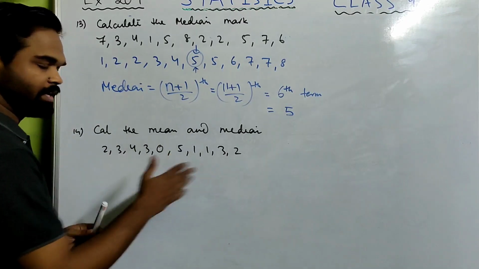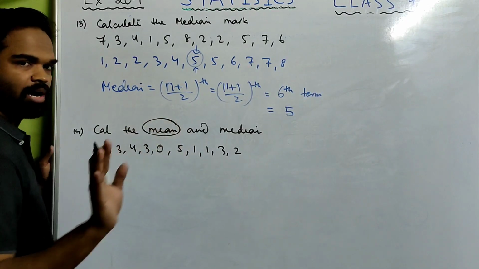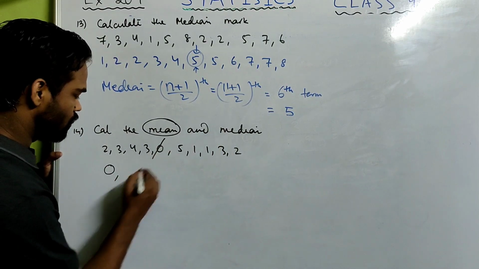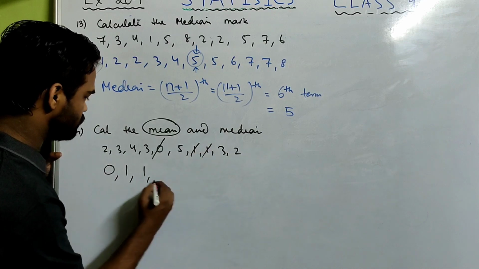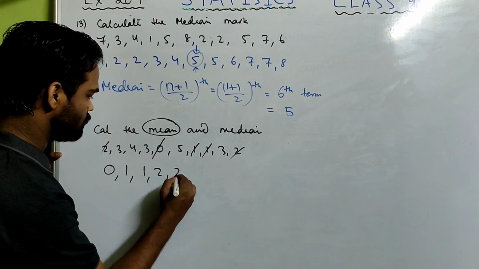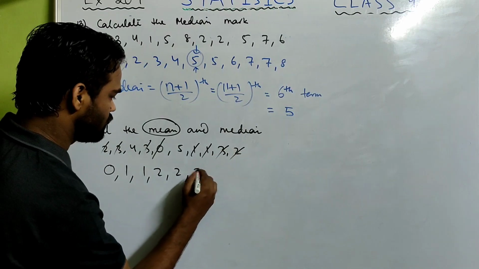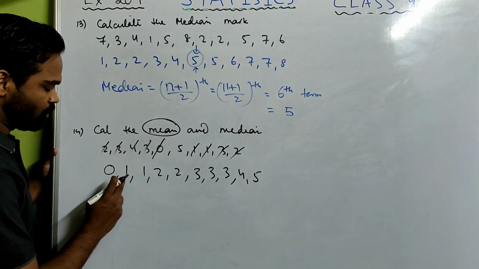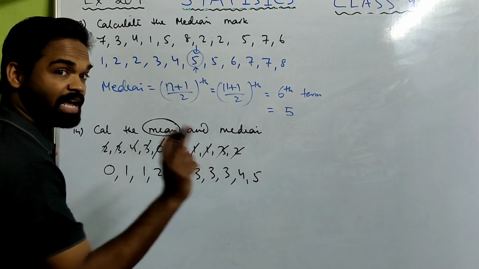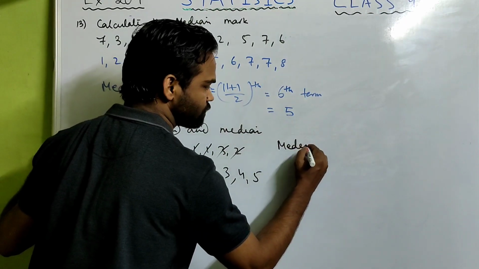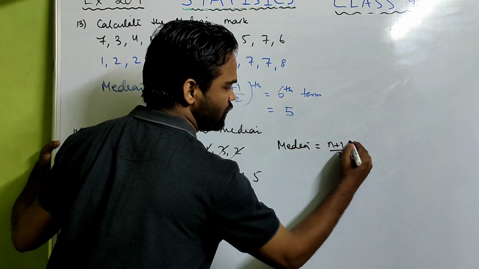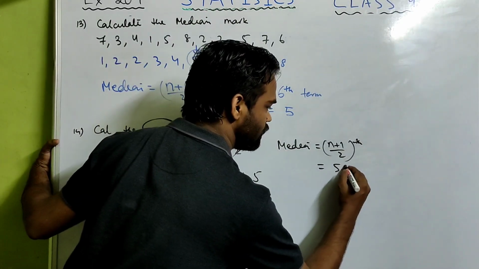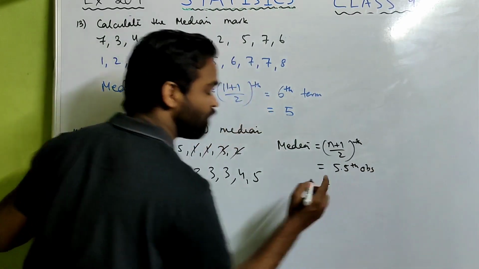They're given an observation, raw data. I'm not talking about the mean. You know how to find the mean. Median, we'll first arrange it. 0, 1, 1, 2, 2, 3, 3, 3, 3, 3, 3, 4, and 5. 1, 2, 3, 4, 5, 6, 7, 8, 9, 10 observations. So your median will be the (n plus 1) by 2th observation. That's 10 plus 1 by 2. That's 5.5 observation. What is 5.5 observation?